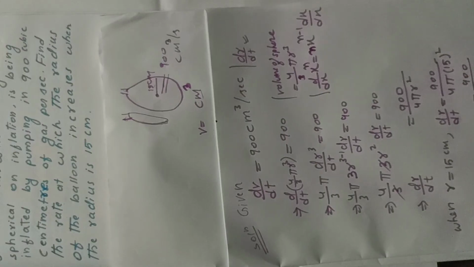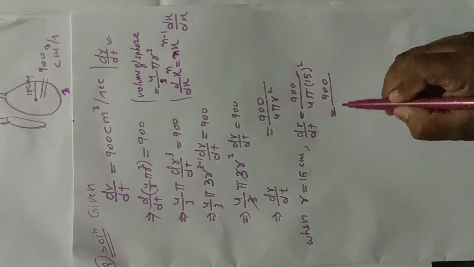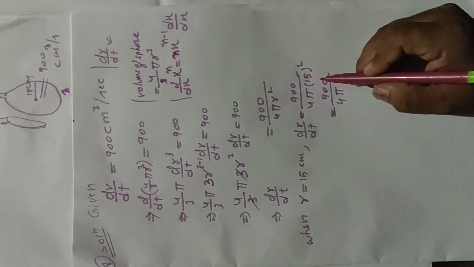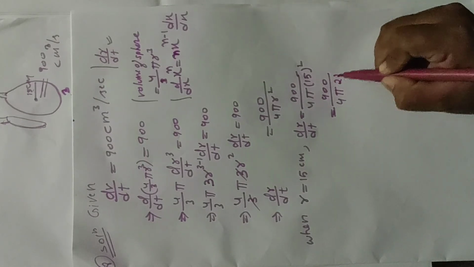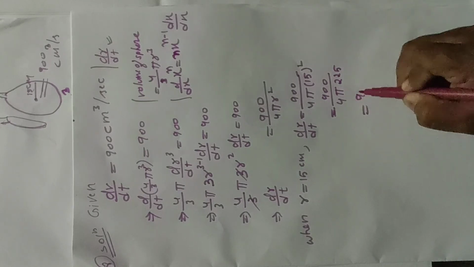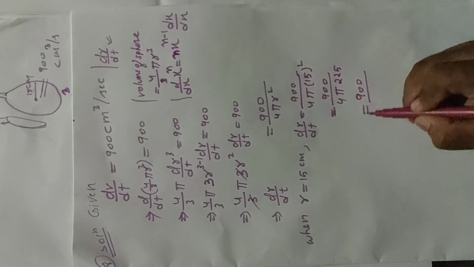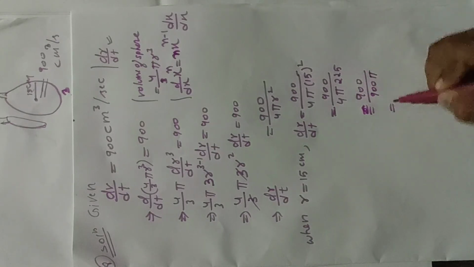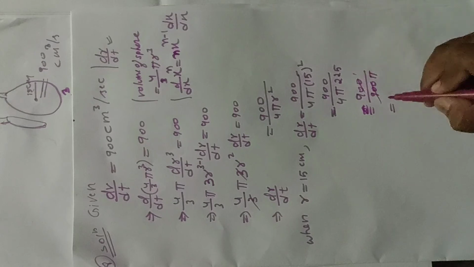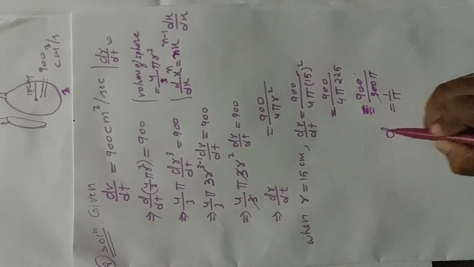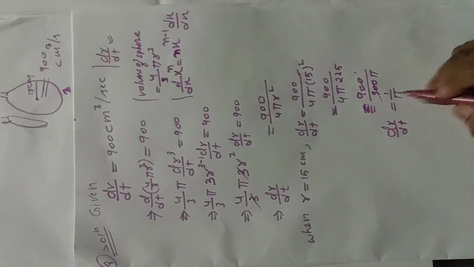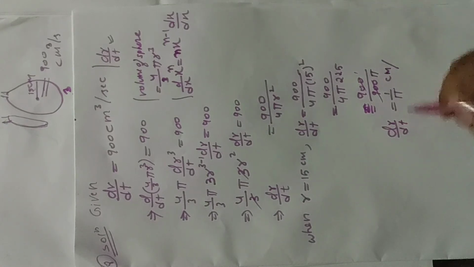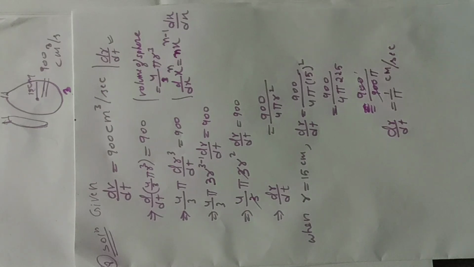Now 900 over 4 pi. If we multiply 15 two times, we get 225. So it will be 900 over 4 times 225, which is how much? 900 pi. So 900 cancels. This becomes 1 by pi. So dr by dt is how much? 1 by pi. Now what is the unit of r? Centimeter per. What is the unit of t? Second.